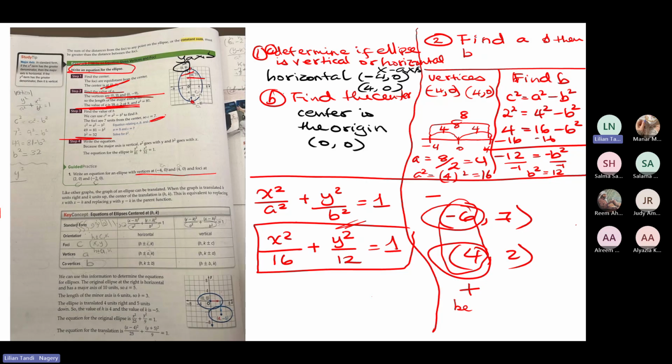Now let's look at this example. We can use this information to determine the equations for ellipses. The original ellipse at the right is horizontal. This one here. Do you see that? And it has a major axis of 10 units.